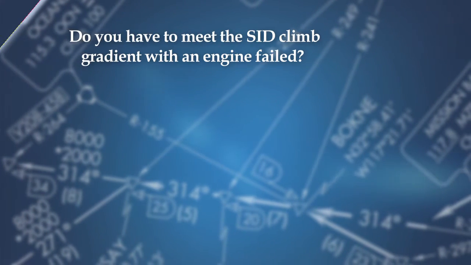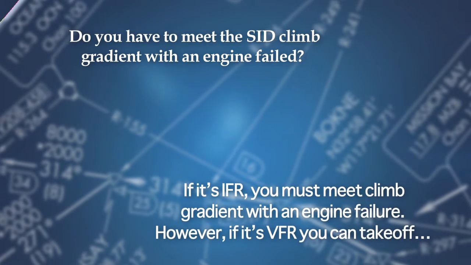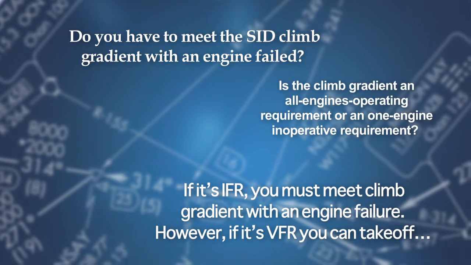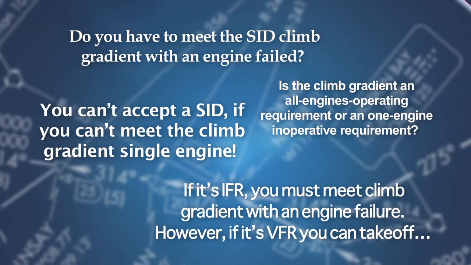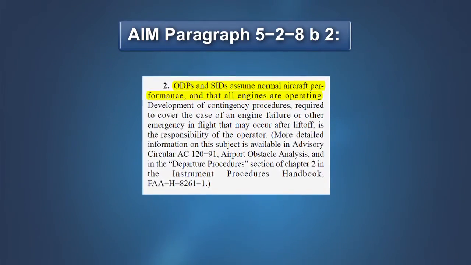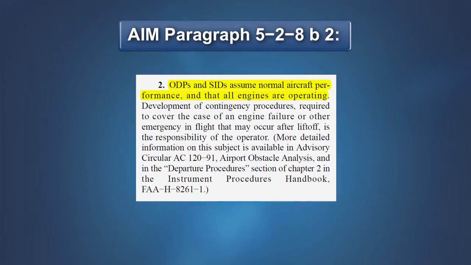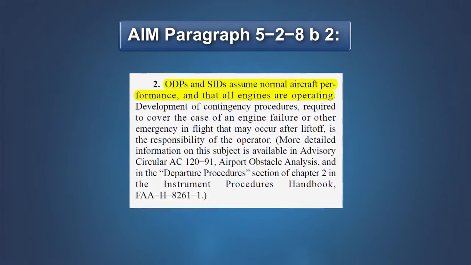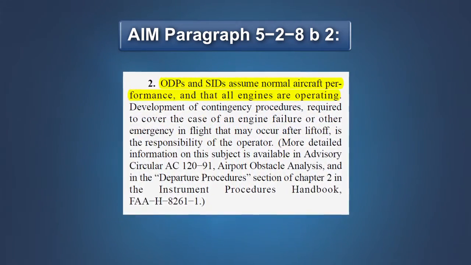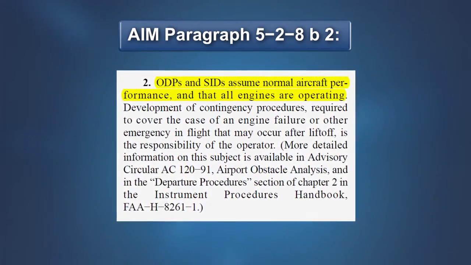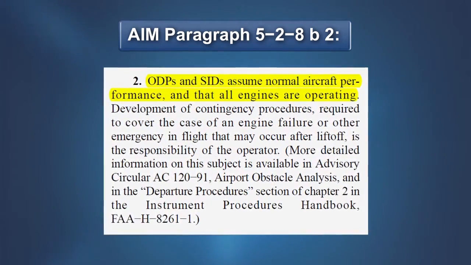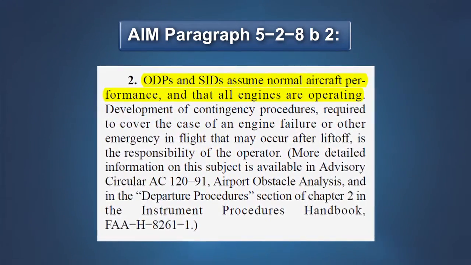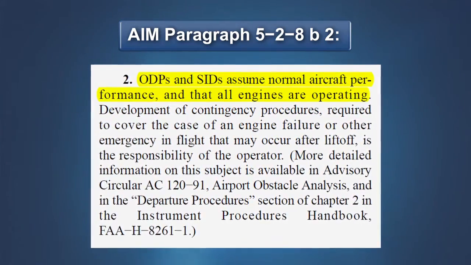Over the years, pilots have asked many questions concerning the climb gradients published on SIDs and obstacle departure procedures. They have heard a variety of answers, some of them quite dubious. Let's answer the most important question first. All IFR departure procedures are based on normal airplane operation and assume that all engines are operating. Compliance with the climb gradient published on a SID or ODP is based on the normal all-engines-operating climb performance of the airplane. There is no requirement to demonstrate compliance with a SID or ODP based on one-engine-inoperative performance.